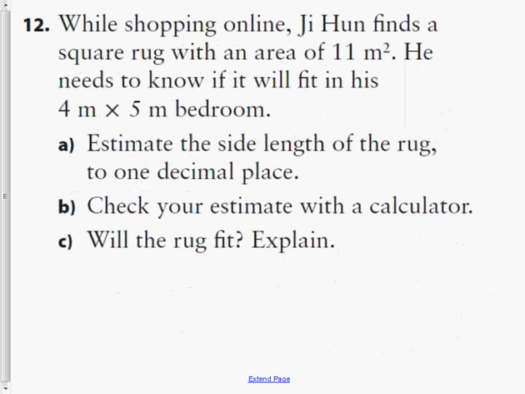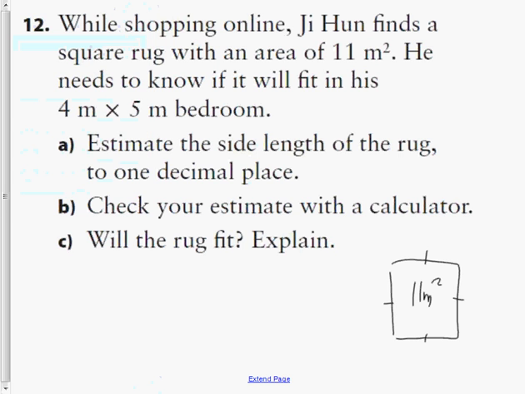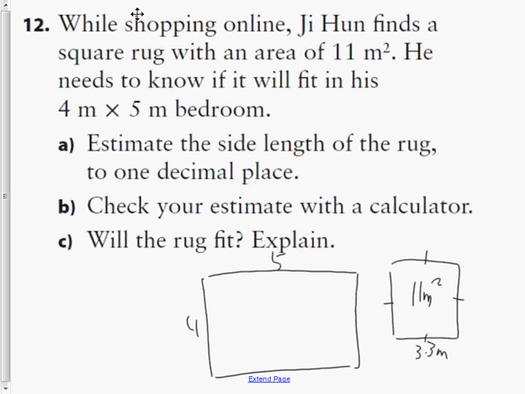Question 12, it says, while shopping online, Ji-hun finds a square rug. So I'll draw it with an area of 11 meters squared. He needs to know if it'll fit in his room that's 4 by 5. Okay? So let's check. The first thing we need to know is what is the side length, right? Because it's a square. So this time I'm not going to estimate. I'm just going to use my calculator. I'm going to say, what is the square root of 11? It's roughly 3.3 meters. So if I was to draw his room, which was 4 by 5, since it's 3.3 by 3.3, it will fit in his room. Okay? So the answer is yes, it will fit.